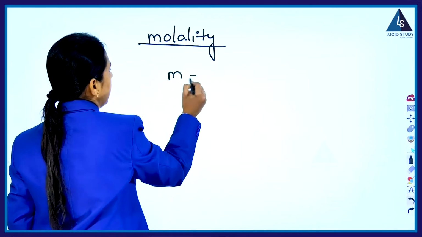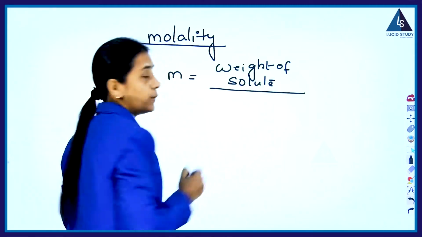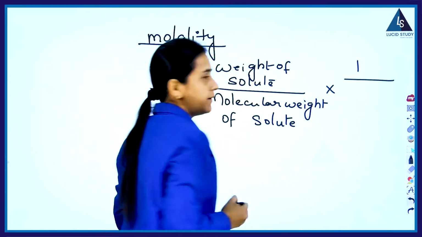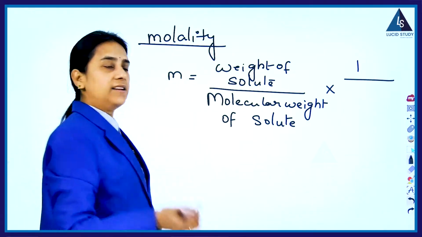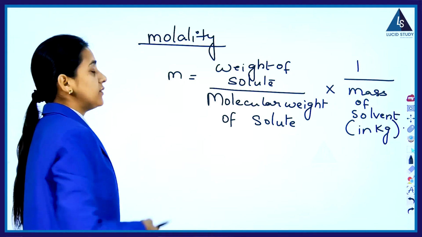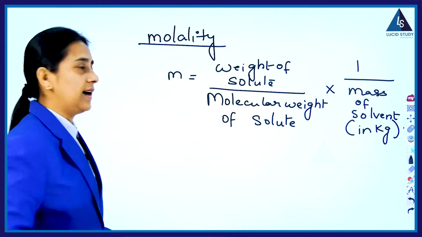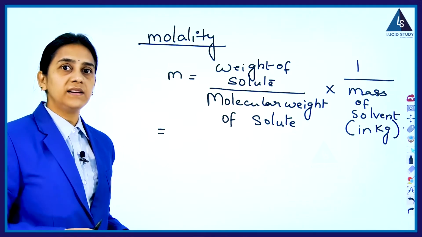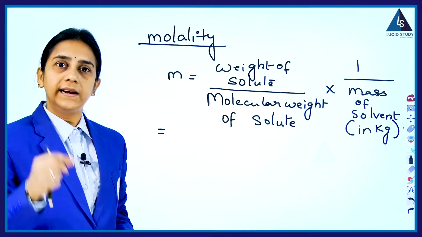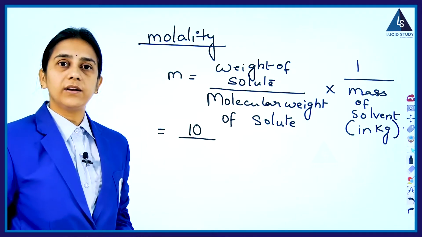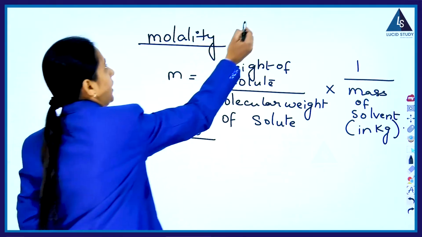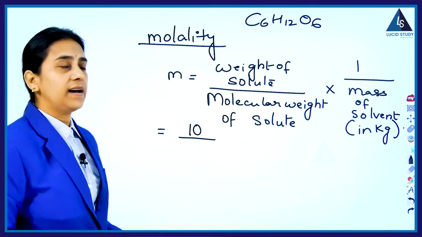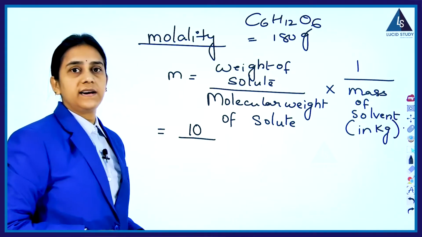Molality, small m, is equal to, we have a formula, weight of solute divided by molecular weight of solute into 1 by mass of the solvent in kg. So this is the formula. We have to substitute the given information in this formula. Weight of the solute, according to the question, he has given you 10% weight by weight, so the weight of the solute will be 10 grams. And the molecular weight of the solute, glucose, the formula is C6H12O6. If you calculate the molecular weight, you will get 180 grams.